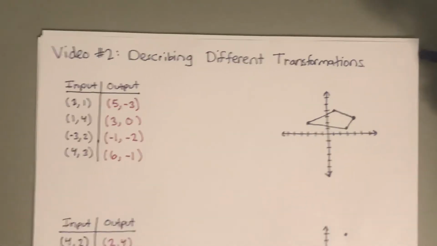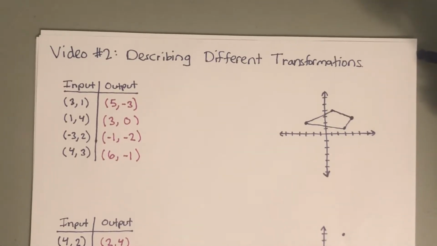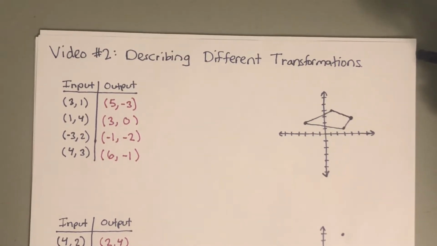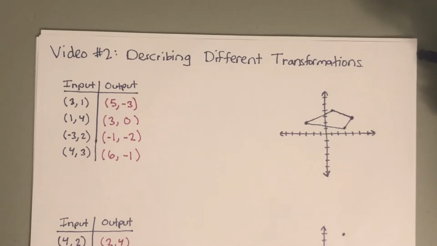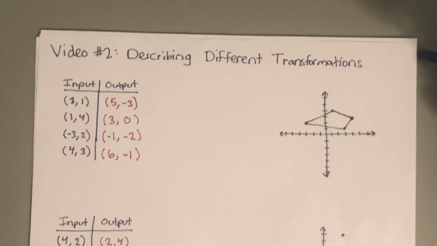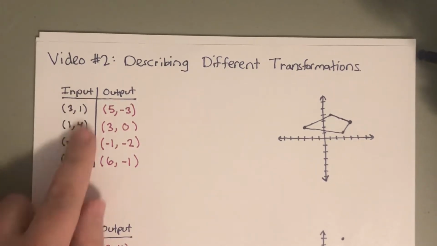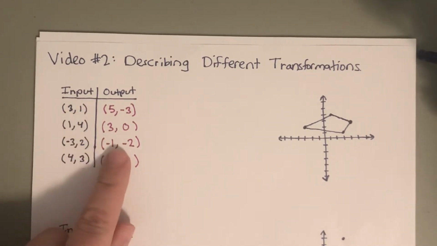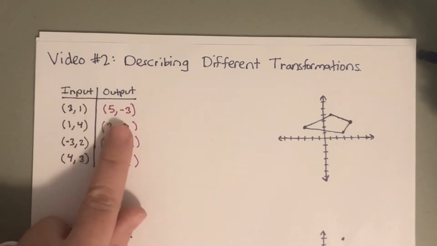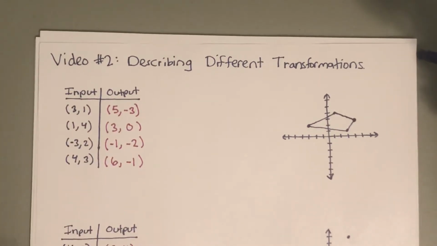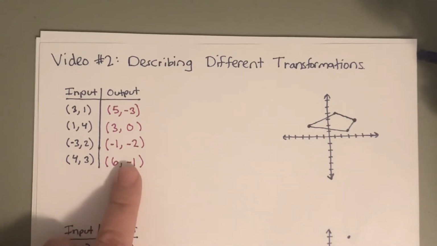All right, so this video is going to build on the last video that we did together. In this video, we're going to just practice describing different transformations. So looking at what's happening to get from the pre-image to the image, and then describing that using the ordered pairs. So for example, in this first one, these are the points of the pre-image, the original. This is what those points turn into, the input and the output. We need to figure out what's happening to this to get here.